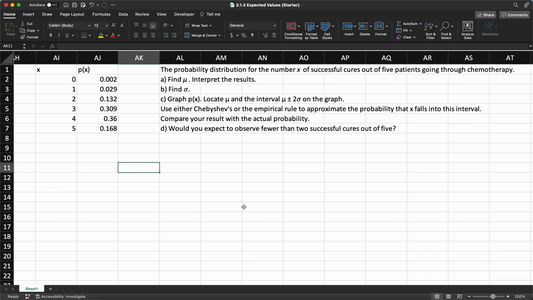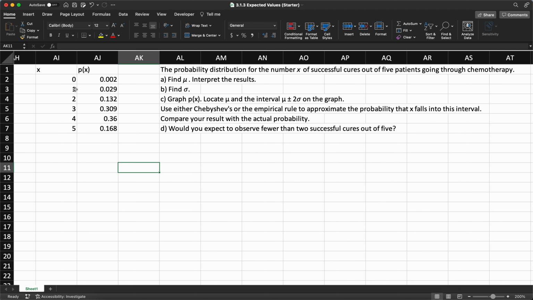deviations away from the mean. We're going to decide by looking at the graph whether we should use Chebychev's rule or the empirical rule to approximate the probability that X is going to be within 2 standard deviations. And then we're going to use part C to answer part D, which is, would you expect to observe fewer than 2 successful cures out of 5?